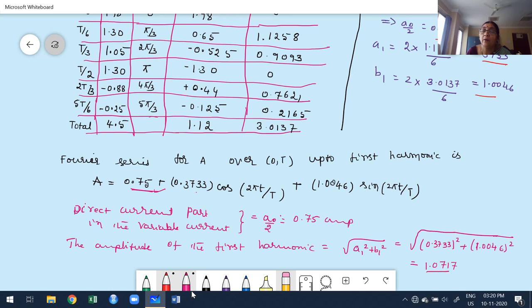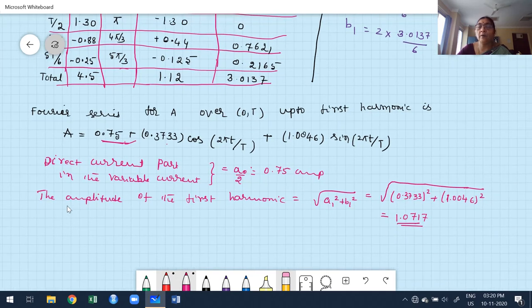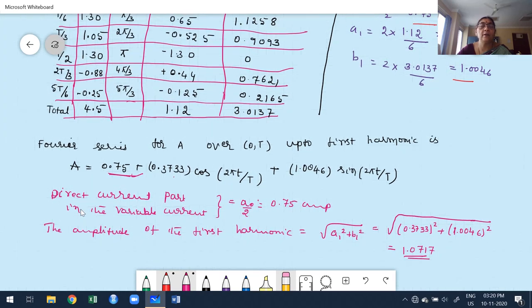What we get is 1.0717. Round up to which decimal? 4 decimals. This is nothing but the amplitude of the first harmonic. This is a way to find the direct current and the amplitude of the first harmonic. This is one of the problems related to our core subject.